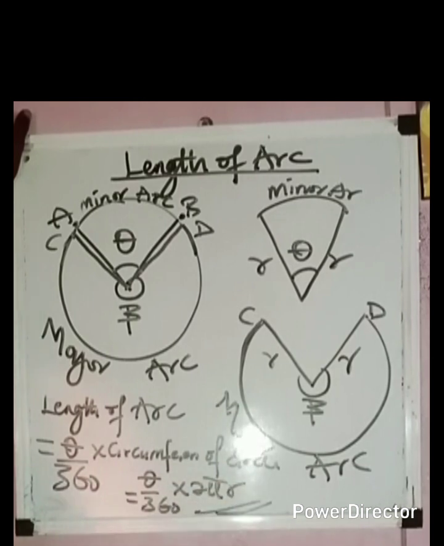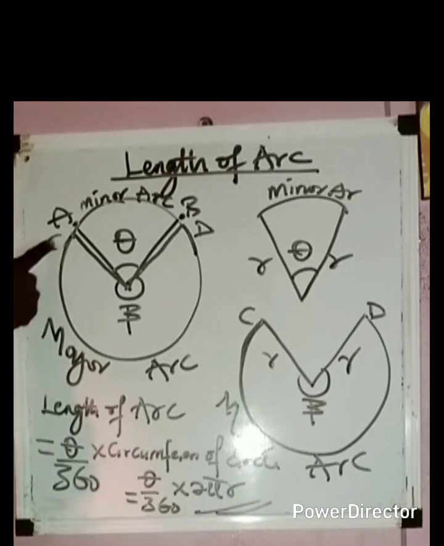That is the formula for length of arc. Circumference of a circle is another word for perimeter of a circle. If you are hearing it for the first time, circumference of a circle is the same thing as what? Perimeter of a circle. So theta over 360 times 2 pi r is our what? Length of arc. It's our length of arc.